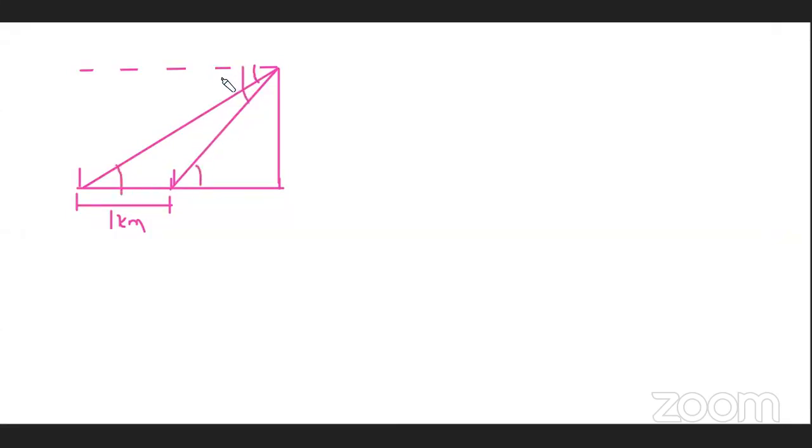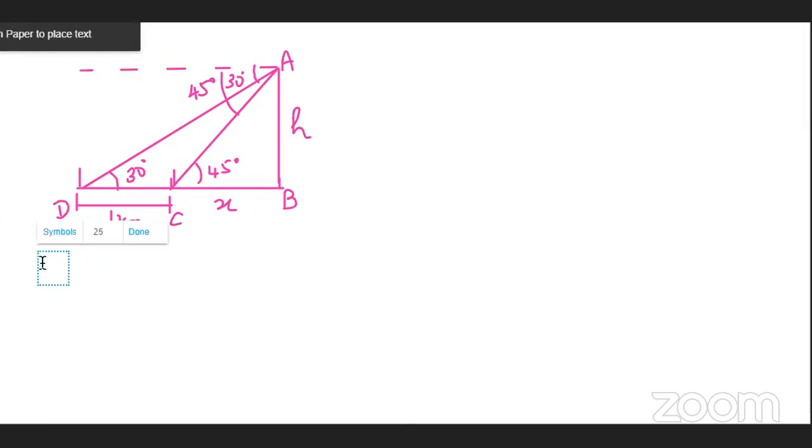So the smaller angle is 30 degree and the other one is 45. The angle at the farthest point is going to be 30 degree. The angle of depression of the closer one is 45 degree. This is X. A, B, C, D, and H. We need to find the height of the hill, right?